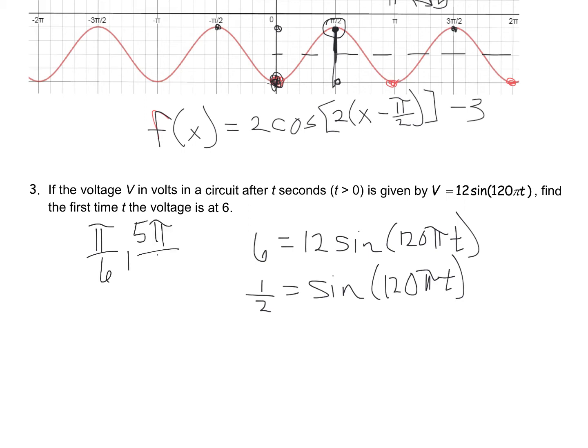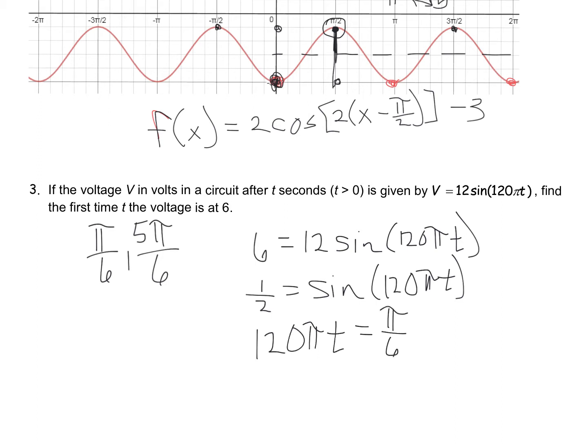So we look at that and we go, well, if we set this angle equal to pi over 6, that would be the first time in which the voltage was 6. But is that what we want? Yes, it is. And this would be the second time. So we want to use this one right here. So we're going to take the angle, just like our theta, and set it equal to what gives us a y value of 1/2, and that'd be pi over 6.